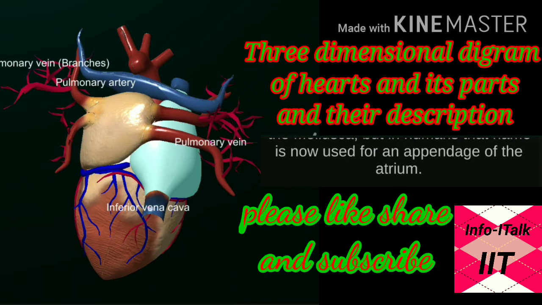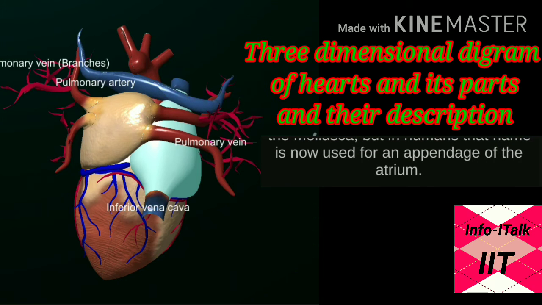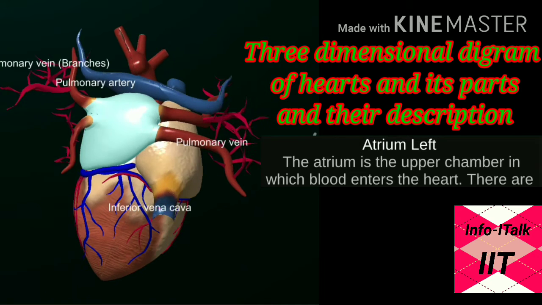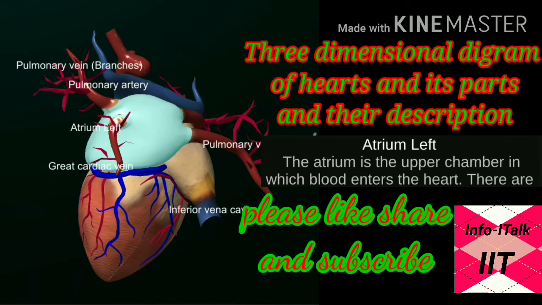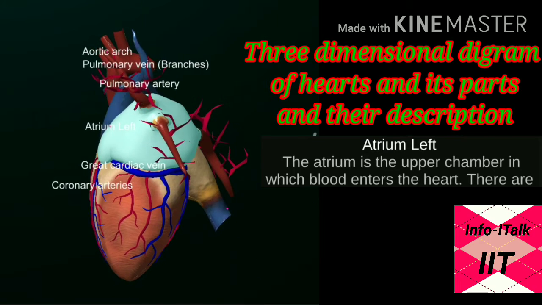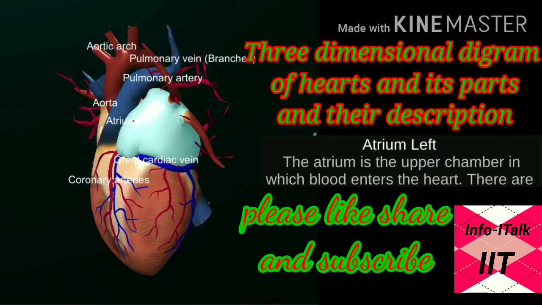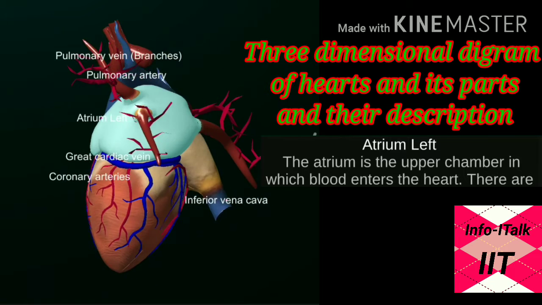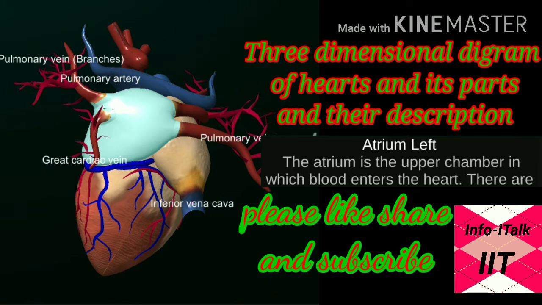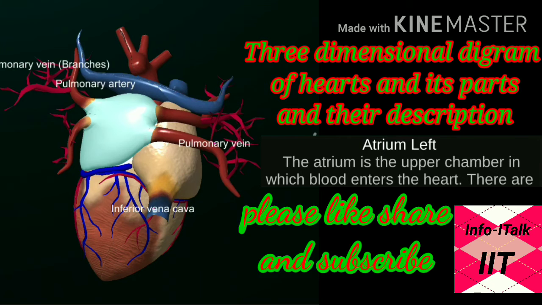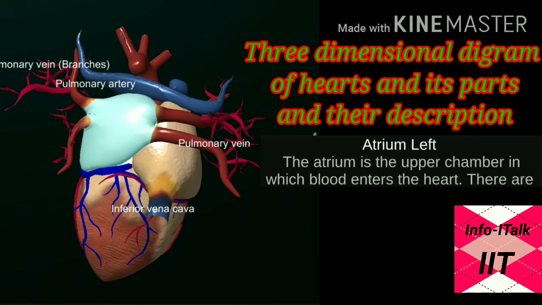Now we discuss the left atrium. This is the left atrium. This is its shape. You can also see veins on it. First we discuss the left atrium. This is the sky blue color.